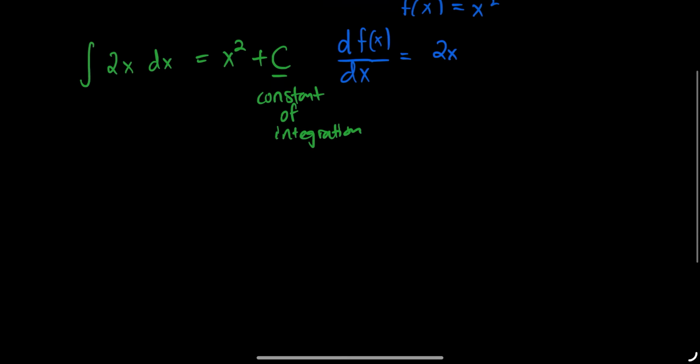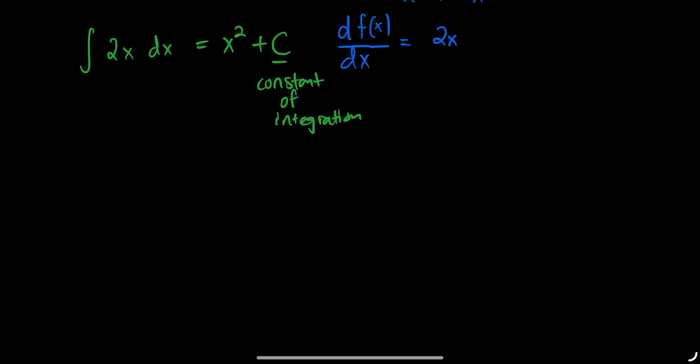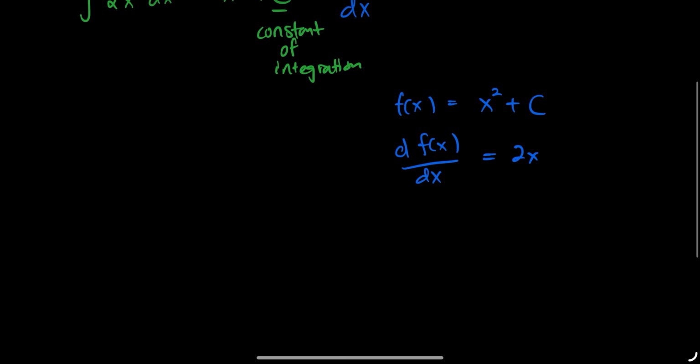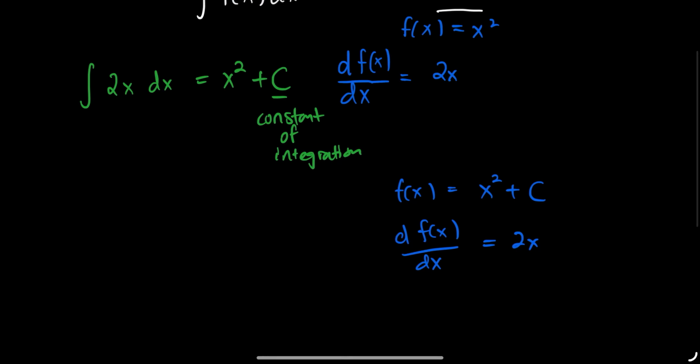Okay, to understand how the constant of integration arises, now imagine this f(x) is equal to x squared plus c. If we differentiate this f(x) with respect to x, we also get 2x. What does this show? This shows that all the constants vanish upon differentiation. So this means that there are an infinite number of antiderivatives. Antiderivatives are the inverse of derivatives, and all of these antiderivatives differ by only one constant, right? That's why we get the constant of integration.